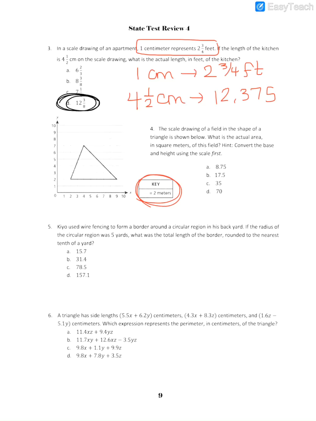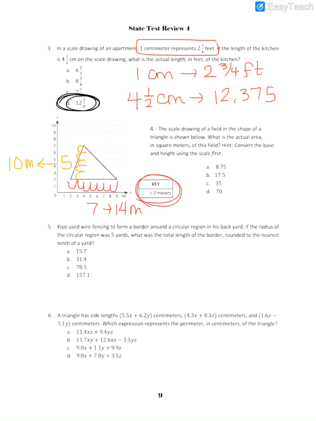So let's look at the base here. If I were to count this, 1, 2, 3, 4, 5, 6, 7. But each one of those spaces is actually 2 meters. So 7 spaces is actually 14 meters. All right, let's convert the height next. That was the other hint. So for the height, I have 1, 2, 3, 4, 5. And each one of those is 2 meters, so that's 10 meters.